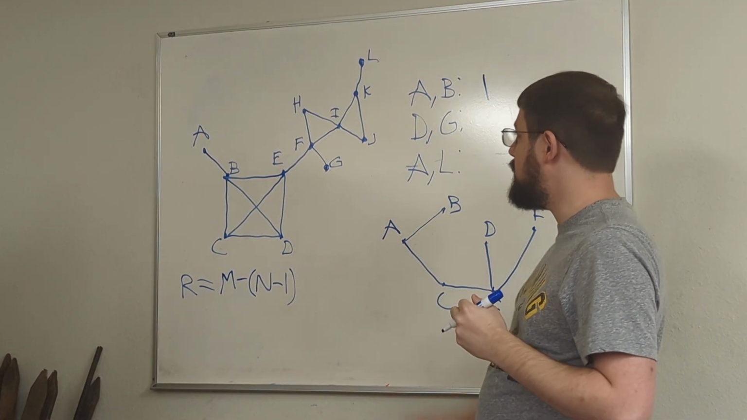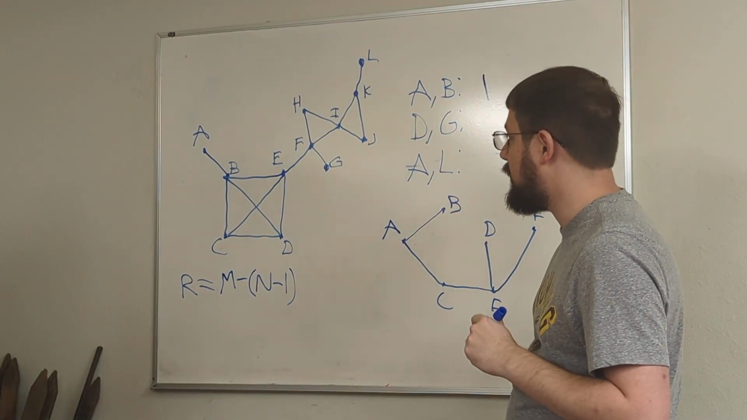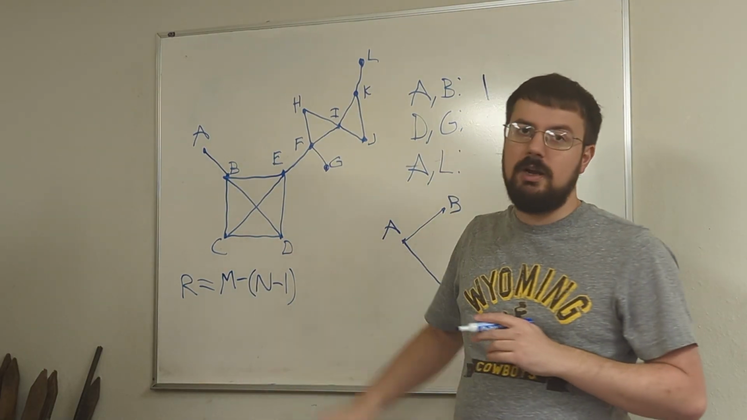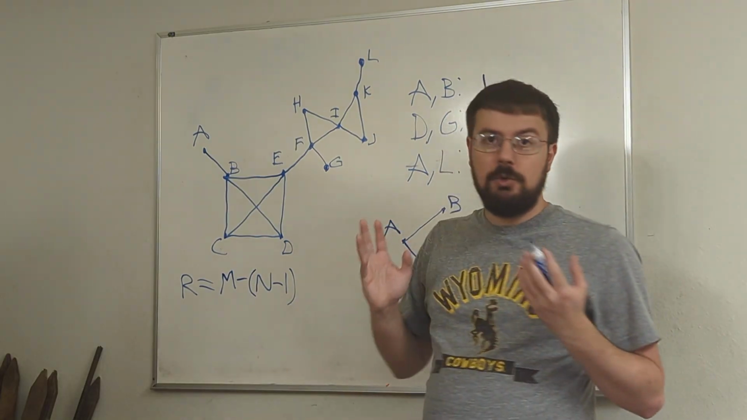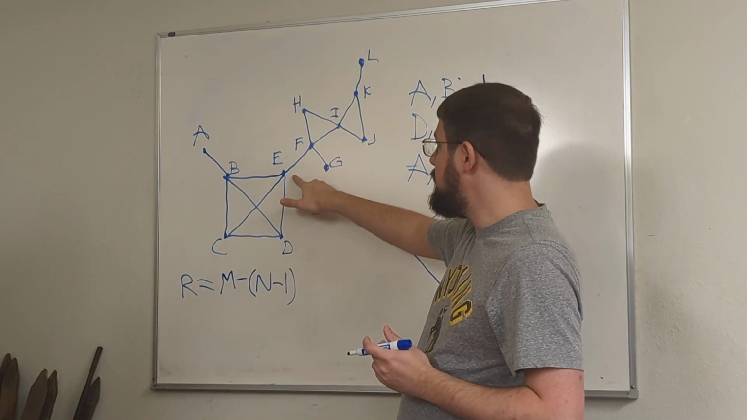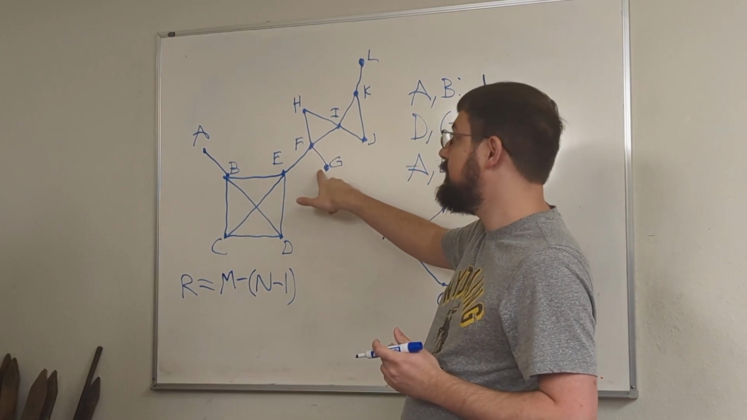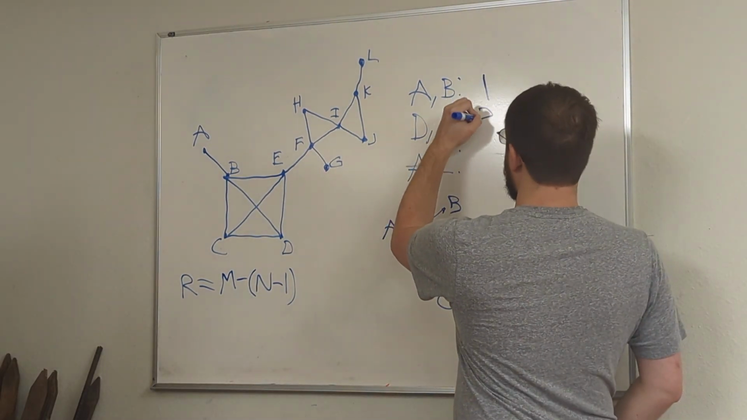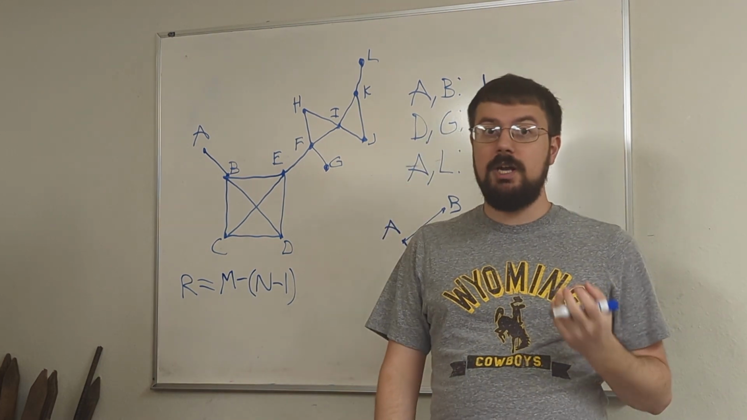Next we have D and G. Now this one's a little bit more complicated because we don't have any edges connecting D directly to G. So the shortest path that we can take to get from D to G would be going to E, then F, then G. So that's 3 edges, therefore we have 3 as our degree of separation.